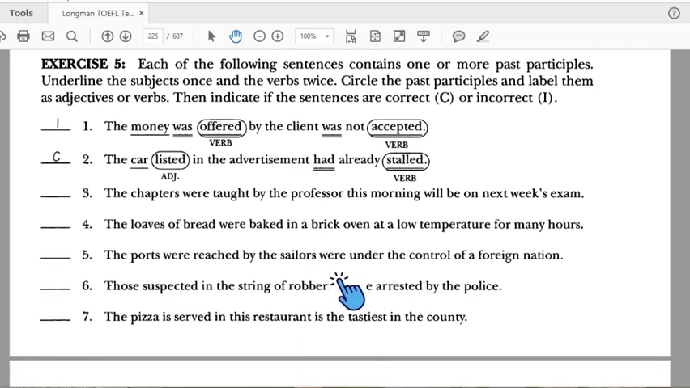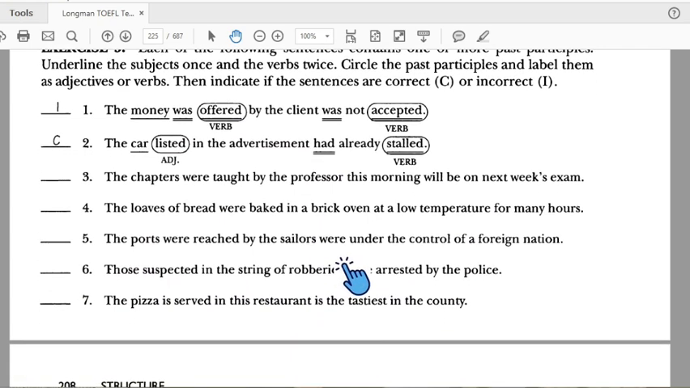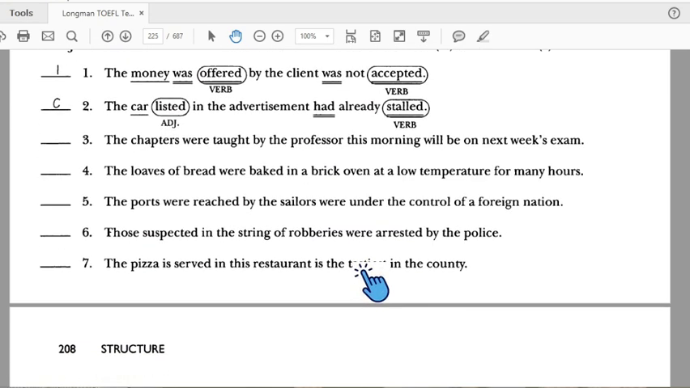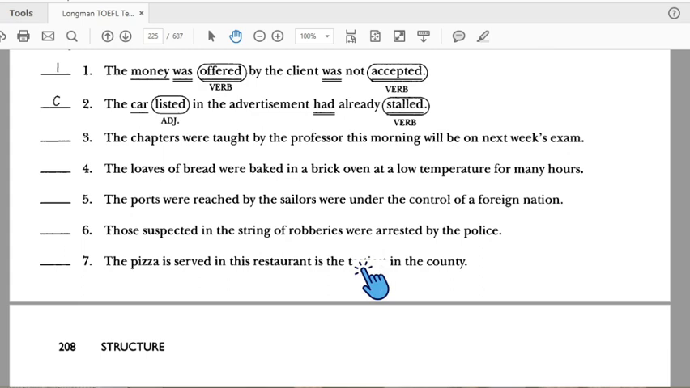Okay, well, next we try to do an exercise. Prepare your book, prepare your pen, and try to pause it. Let's do it together. Okay, finished. Yeah, well, I will explain first. Number 1 is incorrect. Why is it incorrect? Because there are 2 verbs here.